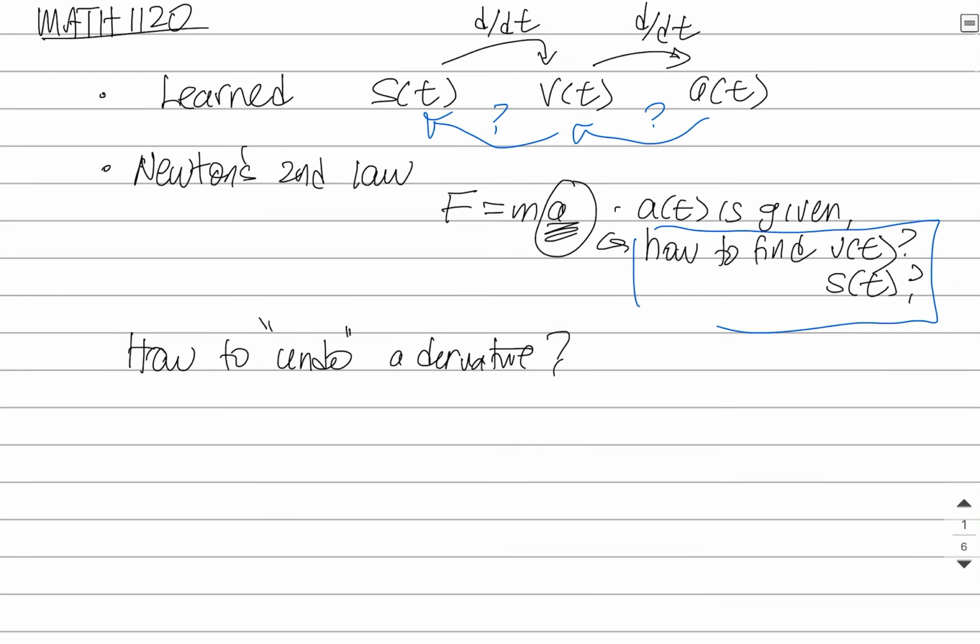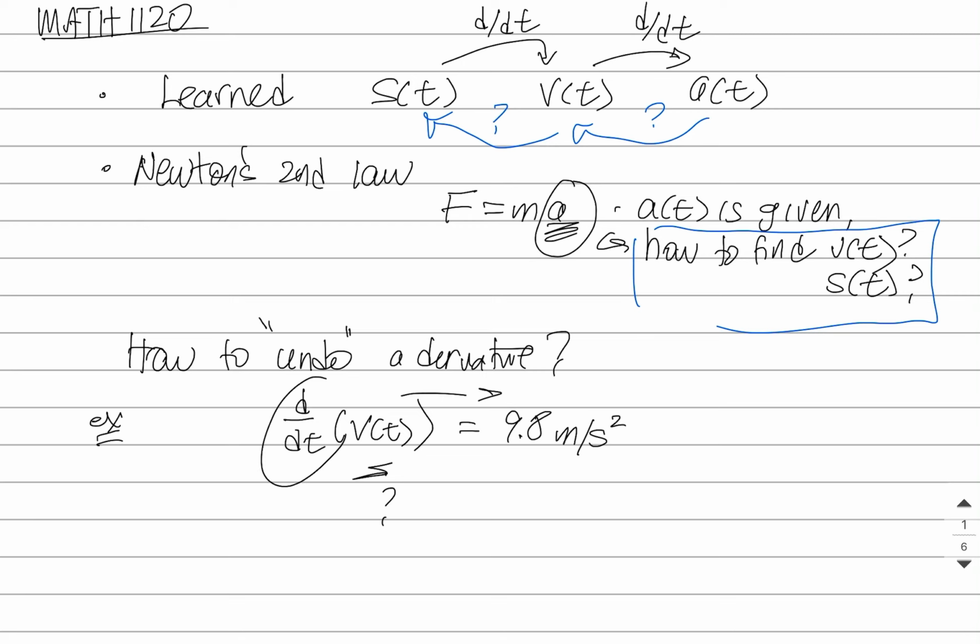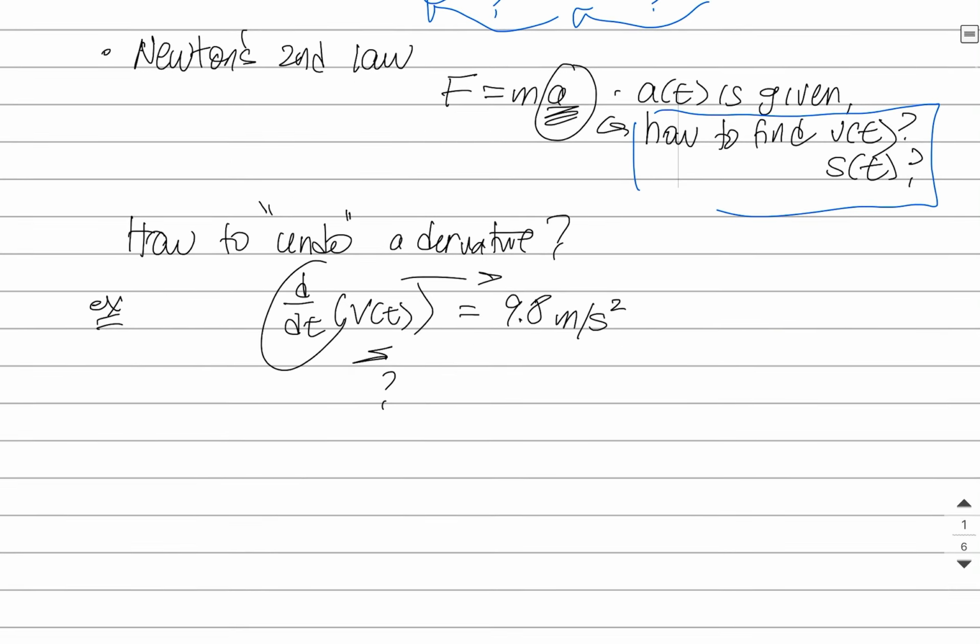A simple way of thinking of it would be to say, okay, I know that velocity, when I differentiate it, is going to give me the acceleration. And in a Newton's method example, you know the acceleration is 9.8 meters per second squared. How do I figure out velocity? How do I move this thing over to the other side? And that's what we're going to be studying here.